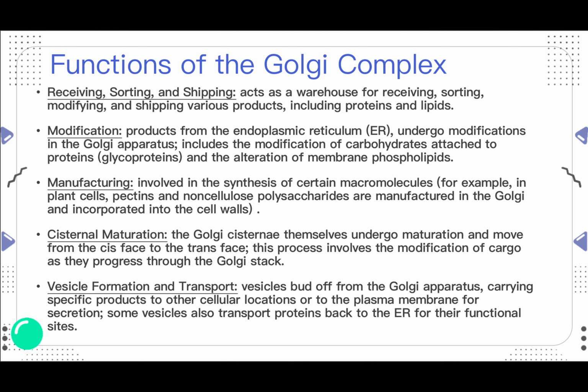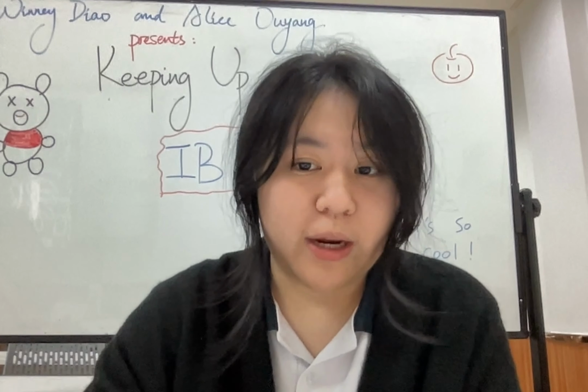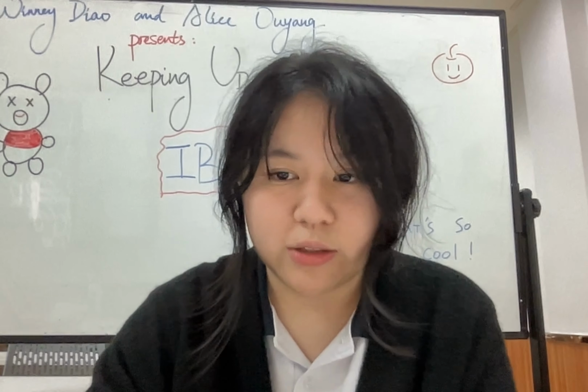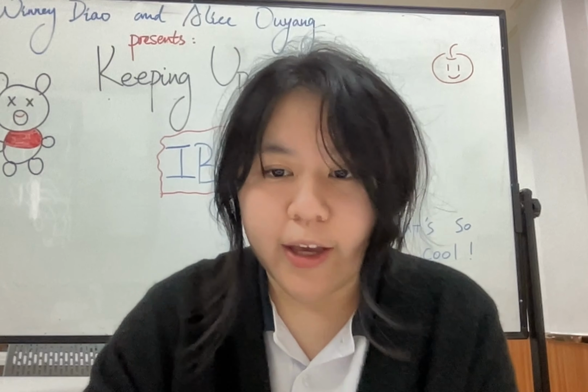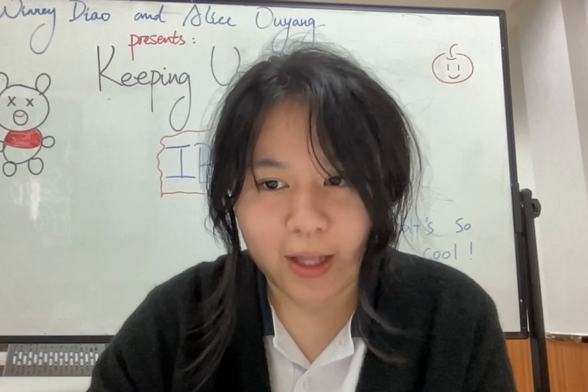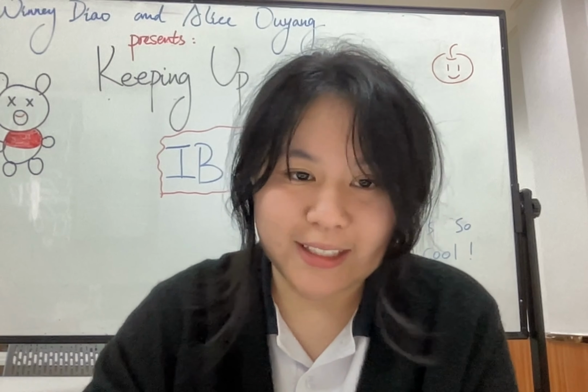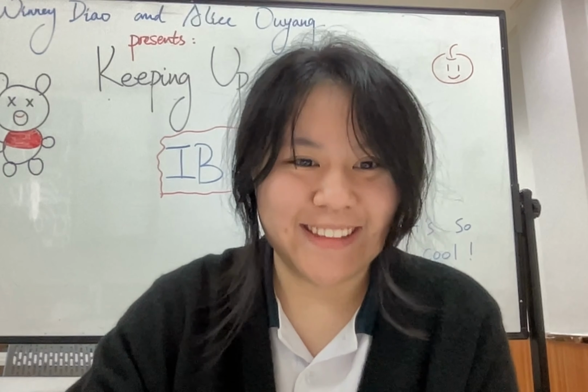Now, finally, the Golgi apparatus is important for vesicle formation and transport. Vesicles bud off from the Golgi apparatus, carrying specific products to other cellular locations, to the plasma membrane for secretion, and some vesicles also transport proteins back to the ER for their functional sites. So overall, the Golgi apparatus plays a crucial role in receiving, modifying, sorting, and shipping various cellular products, ensuring their proper distribution within the cell and secretion to external destinations. And that's it. Yay!